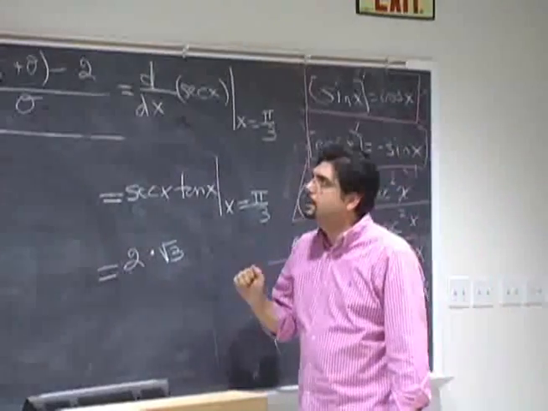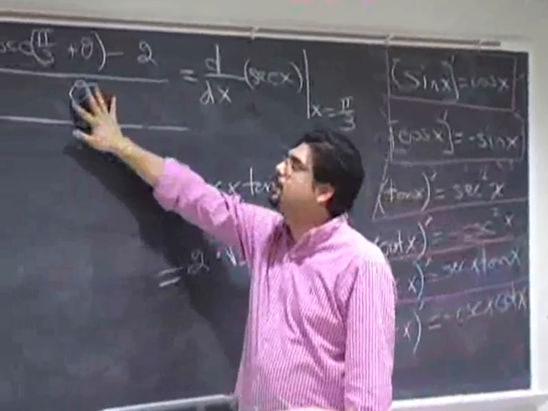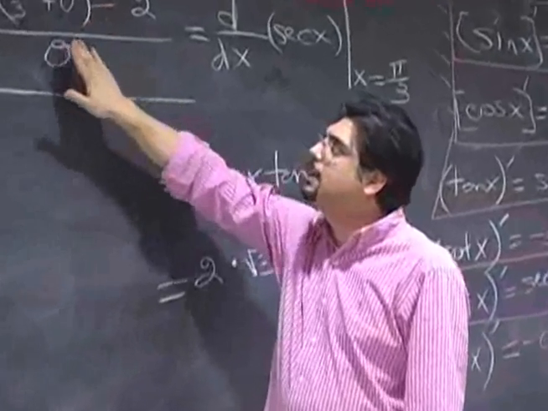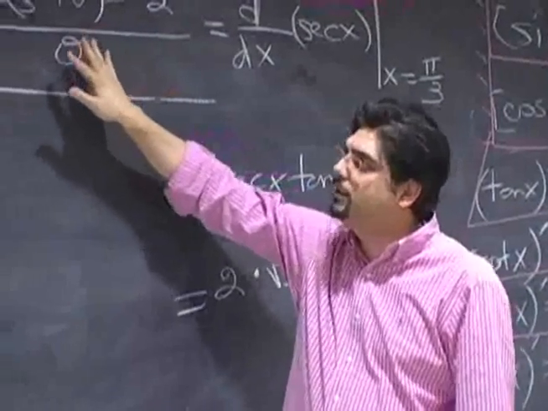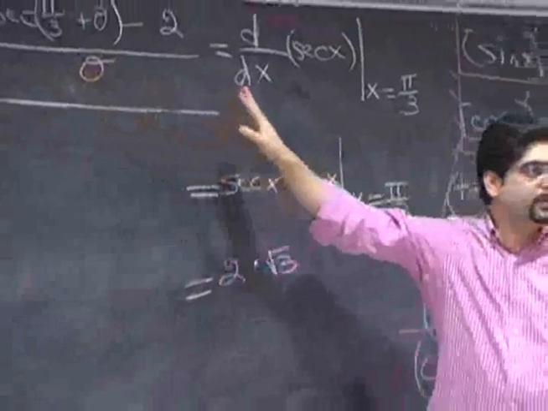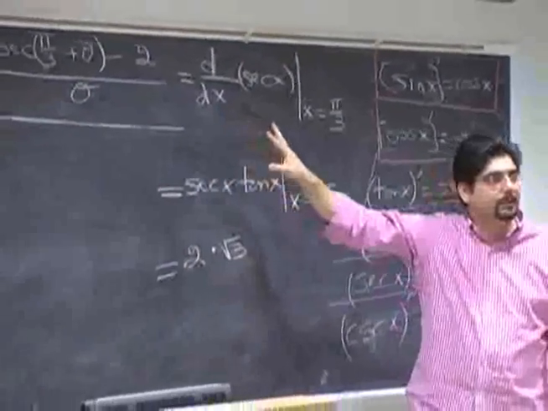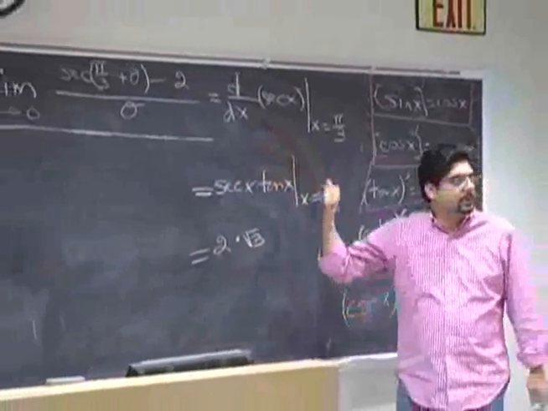So the moral of the story is, if you're looking at a limit, and it looks like the limit definition of a derivative, it probably is the derivative of something. So take that into account. Okay, any questions about this?